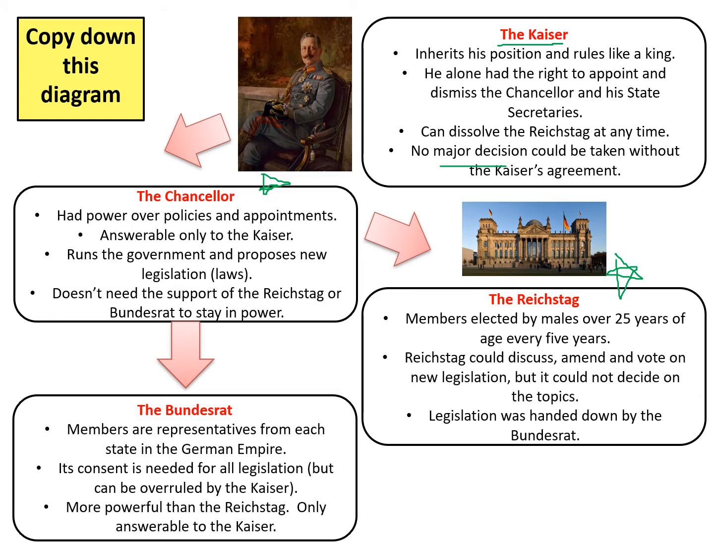So the Kaiser is the most powerful. He then selects a chancellor who in turn is in charge of the government. And then we've got the 2 houses of government. So it's kind of like our equivalent today, where we have a House of Commons and a House of Lords. The Reichstag is the equivalent of the House of Commons. The Bundesrat is the equivalent of the House of Lords, but at this time the Bundesrat is much more powerful than the Reichstag.